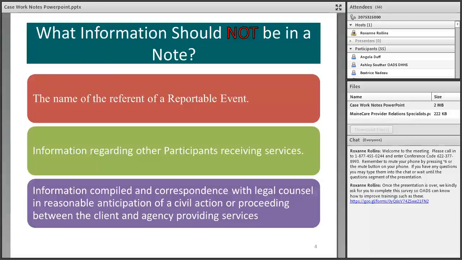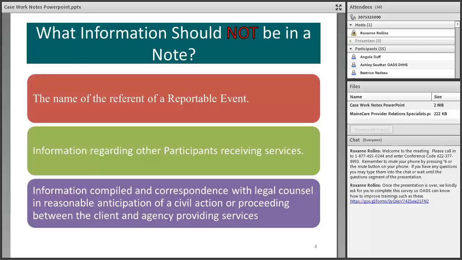You should not put in information compiled in correspondence with legal counsel in reasonable anticipation of a civil action or proceeding between the client and the agency providing services. So again, if there's a lawsuit or any kind of action that a consumer or their family is contemplating, the lawyer that is involved is the agency's lawyer. So you cannot write what you've talked about with that lawyer in this person's notes, because that is privileged information.